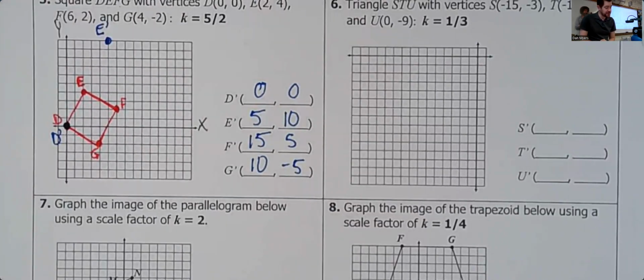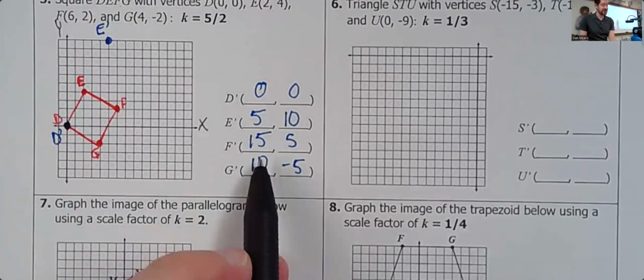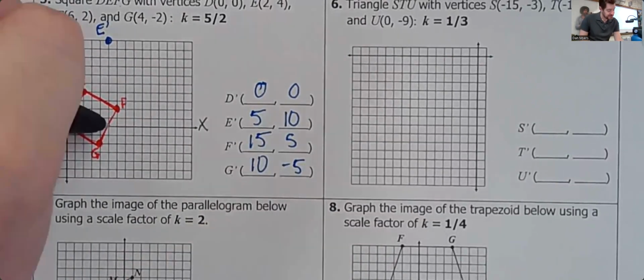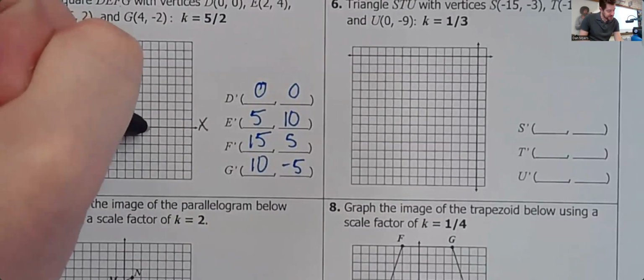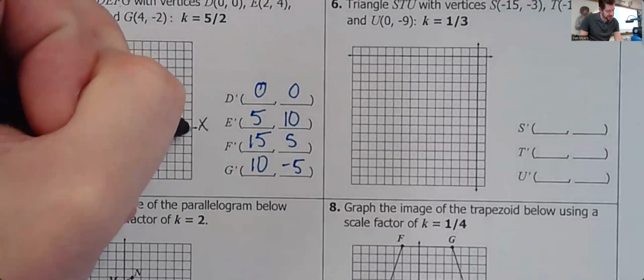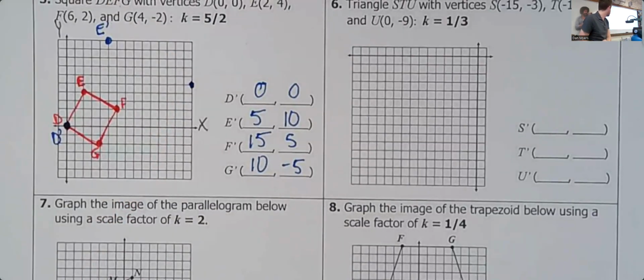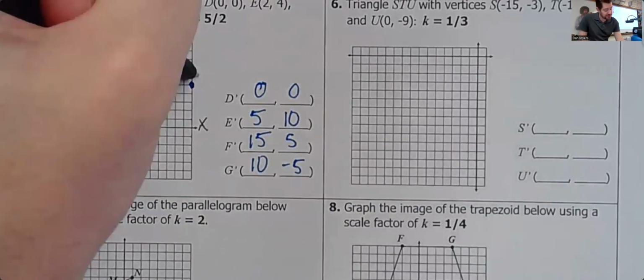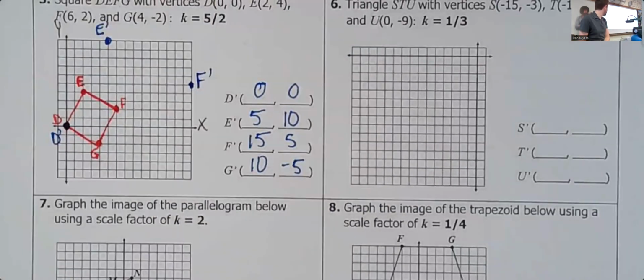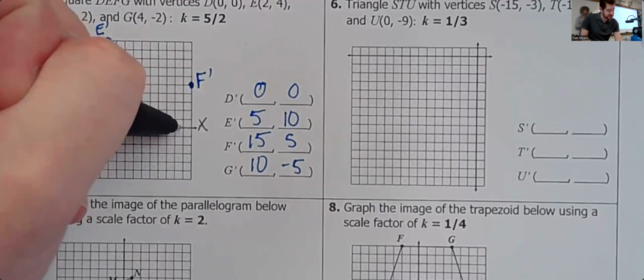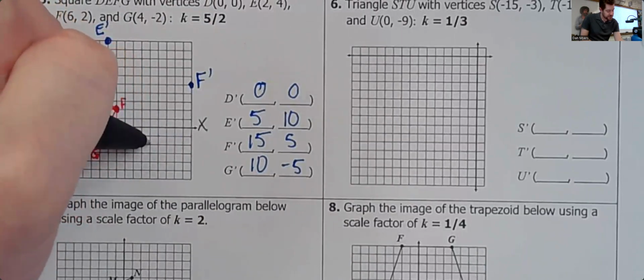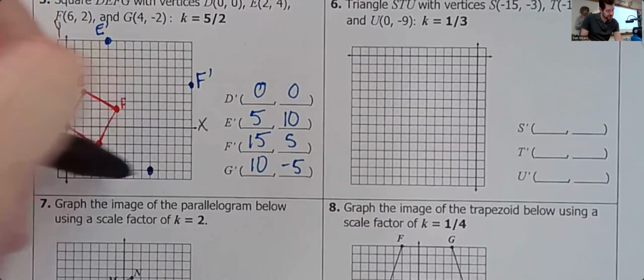F prime is all the way over at 15, 5. So that's why the Y axis was moved over, so we could actually have room to get over 15. So 11, 12, 13, 14, 15, 1, 2, 3, 4, 5. So 15 is all the way to the right side. So F prime all the way to the right and up 5. And then G prime is at 10, -5. Right there. There's G prime.